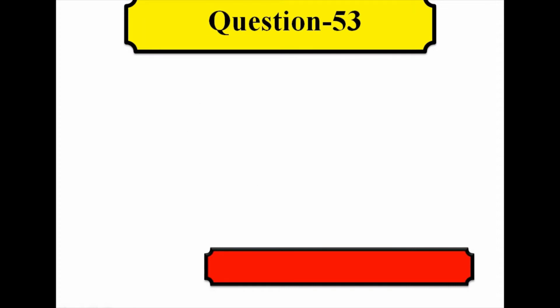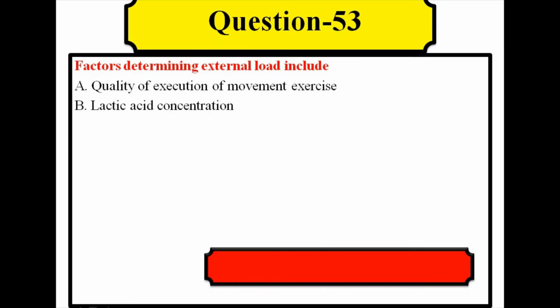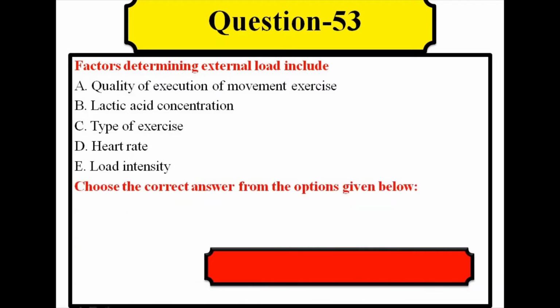Question 53. Factors determining external load include: A. Quality of execution of movement exercise. B. Lactic acid concentration. C. Type of exercise. D. Heart rate. E. Load intensity. Choose the correct answer from the options given below.